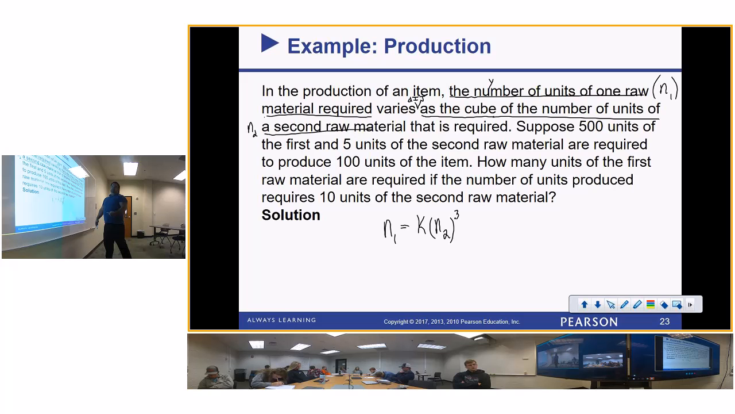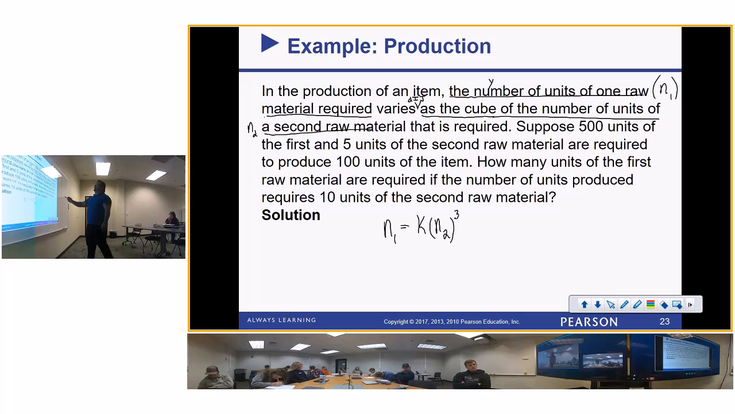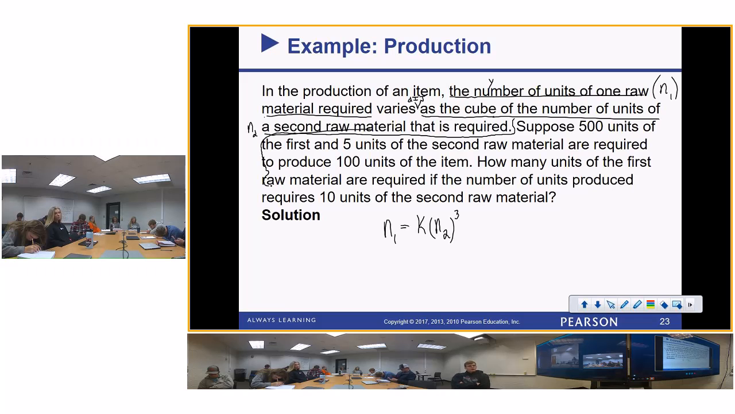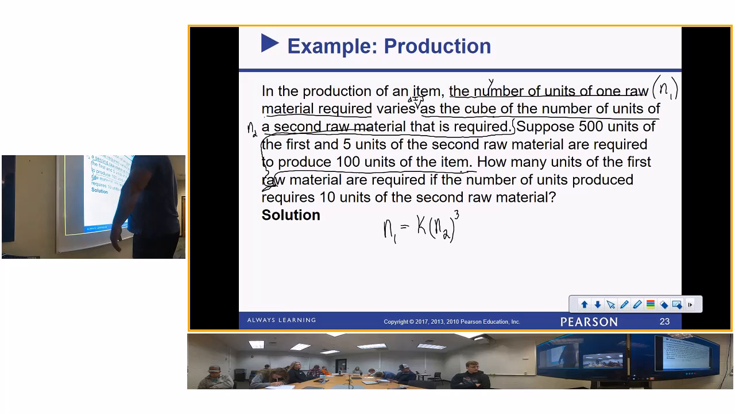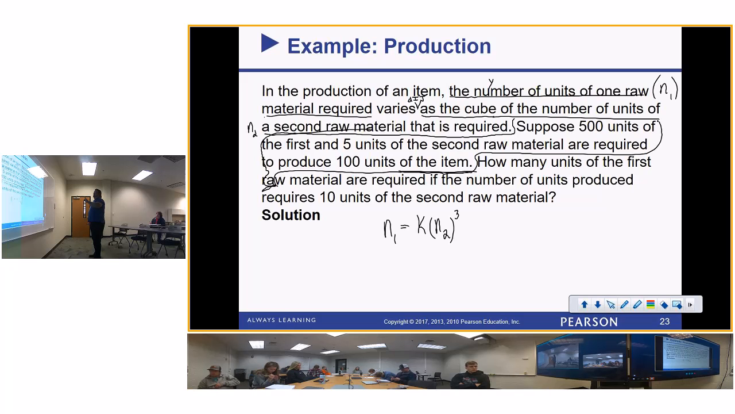Okay, the second thing they're going to ask you to do is they're going to give you more information. Here's the more information right here. All right, suppose 500 units of the first, okay, and 5 units of the second raw material are required to produce 100 units of the item. So what they're wanting you to do is find K.